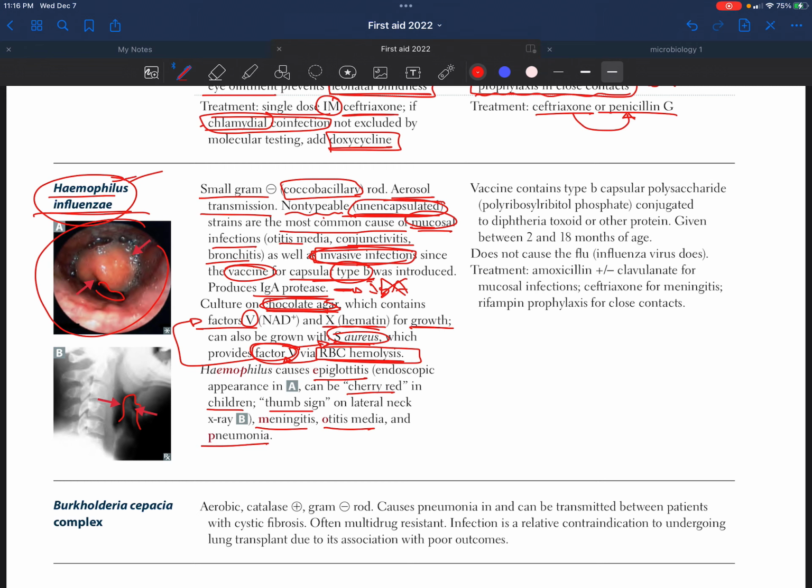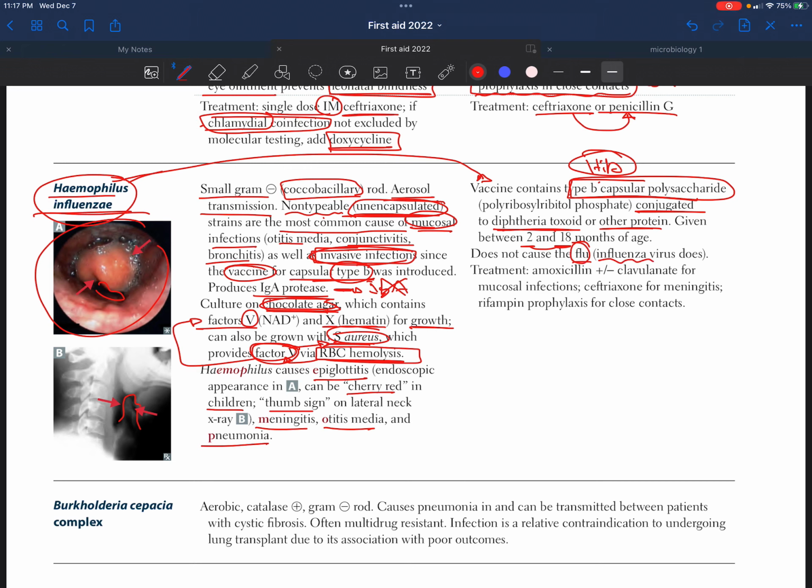The vaccine for Haemophilus influenzae, as we said, has the type B capsular polysaccharides. It's the one that we have a vaccine for, conjugated to diphtheria toxoid. So this Haemophilus influenzae type B vaccine is conjugated to the diphtheria toxoid or other protein. It's given to the baby or the child from 2 months to 18 months old. It does not cause the flu. So this bacterium does not have the ability to cause flu symptoms, while the influenza virus does have that ability.